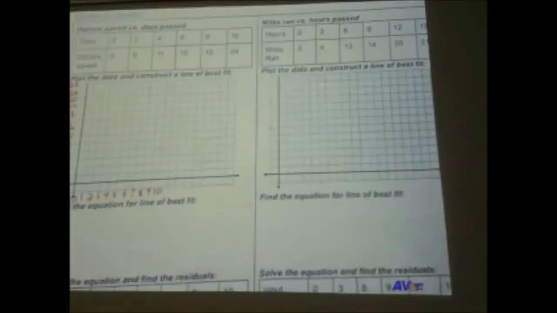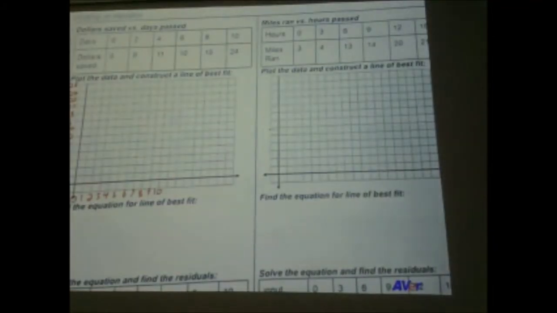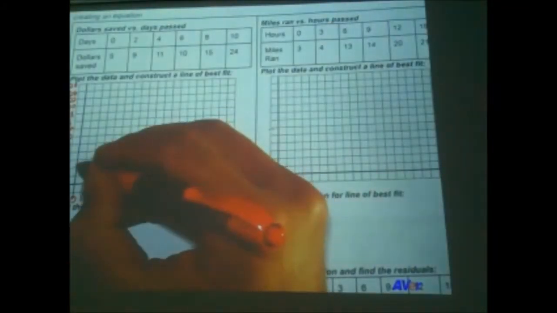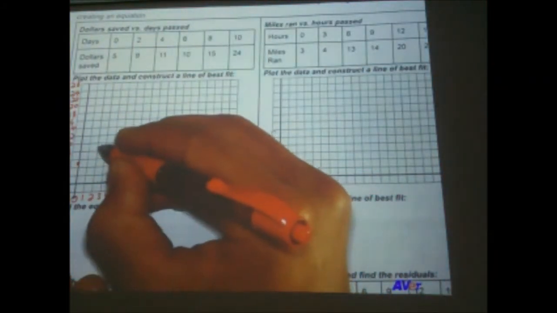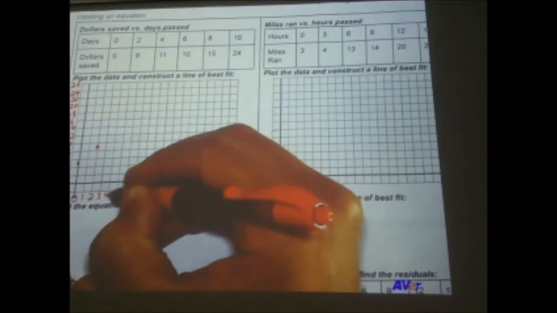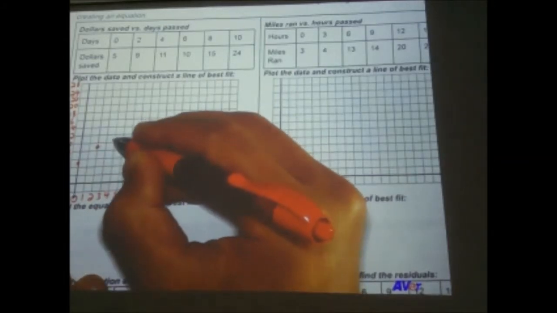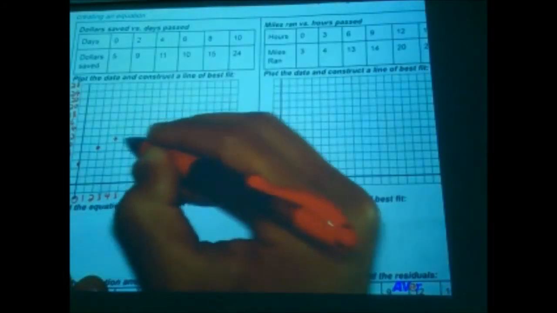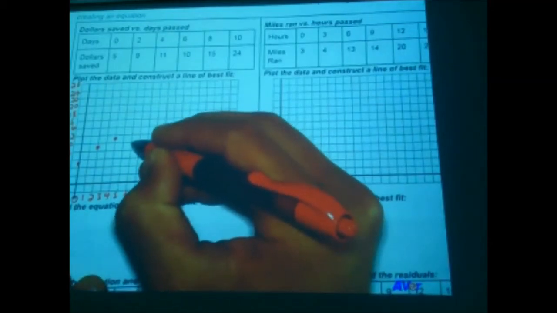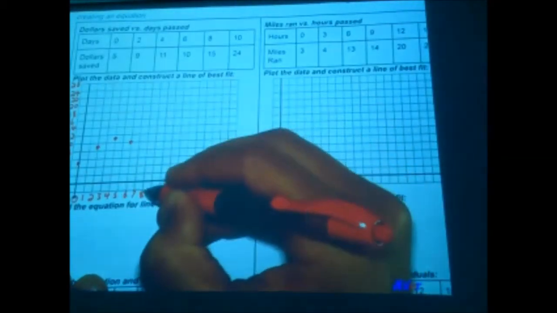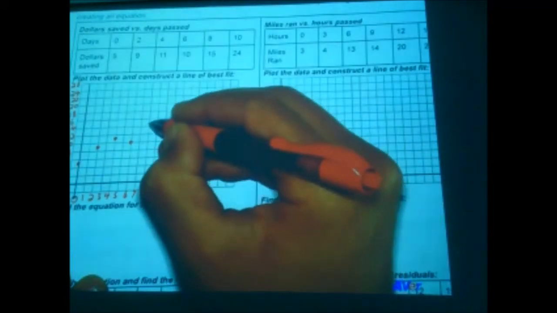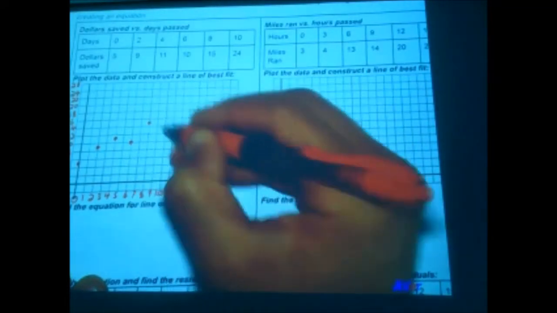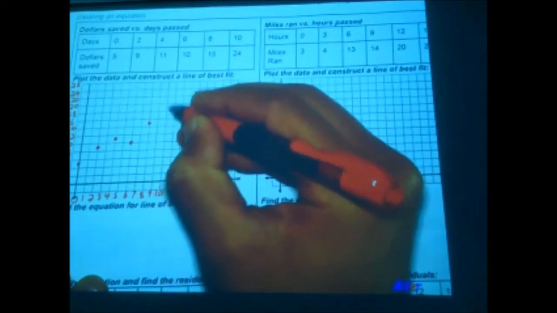And from there, just plot the points. So 0, 5, 2, 9, 4, 11, 6, 10, 8, 15, and 10, 24.